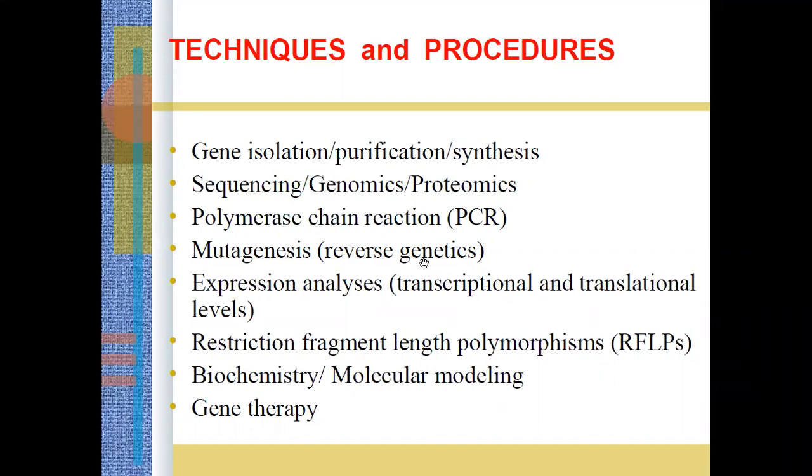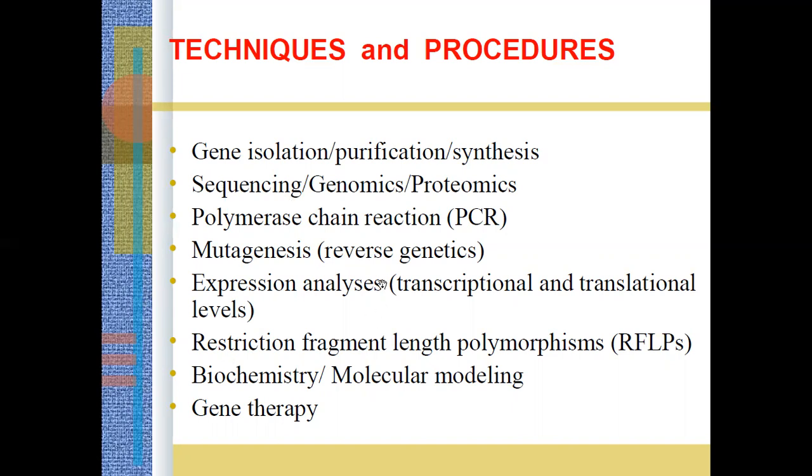Now, mutagenesis is also called reverse genetics. Some mutations would be created in a particular gene. Why are we interested in creating a mutation? In order to get the required expression, I would say the creation of a required protein, some mutations may be made in the laboratory in a particular gene.